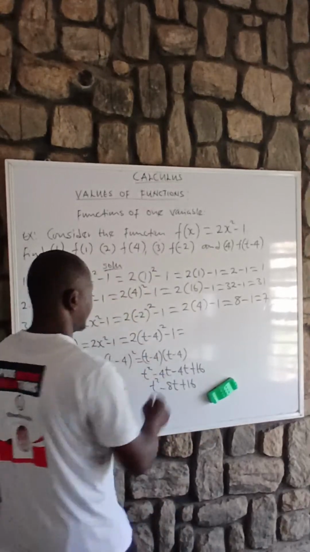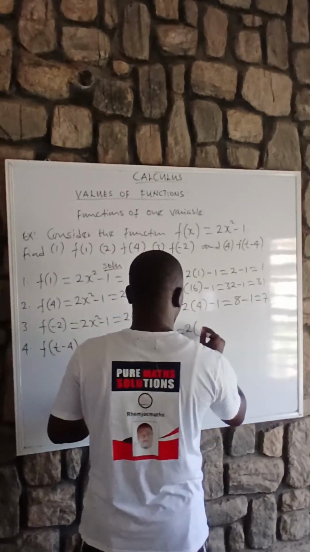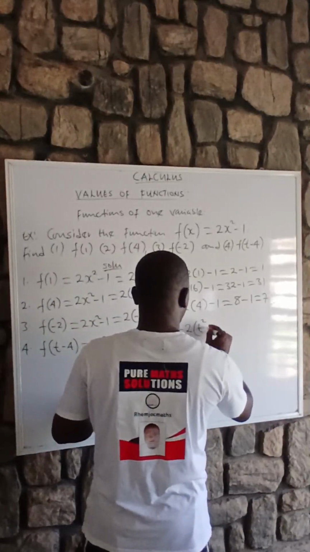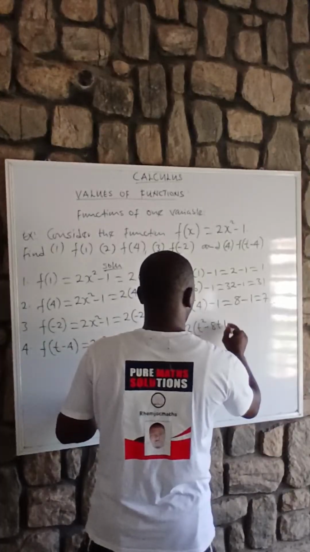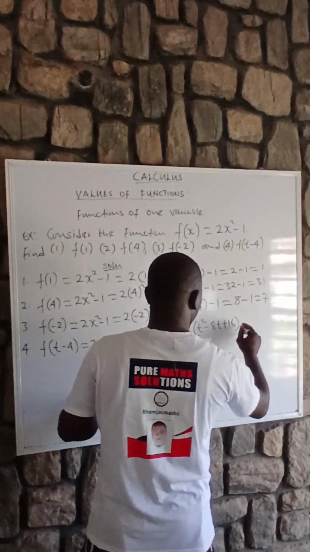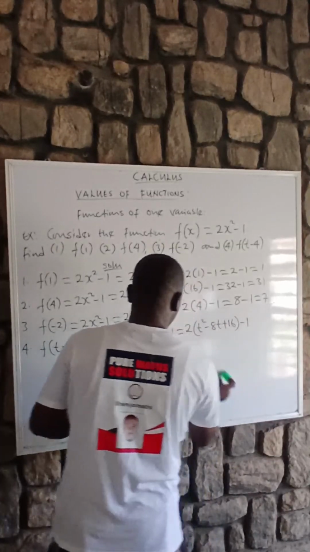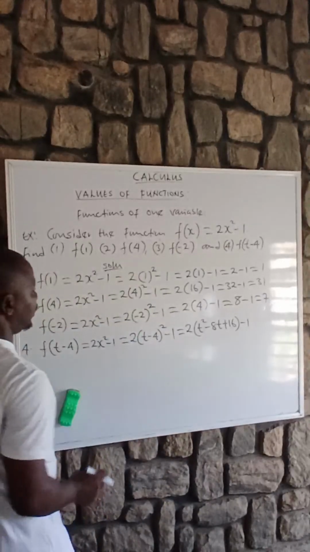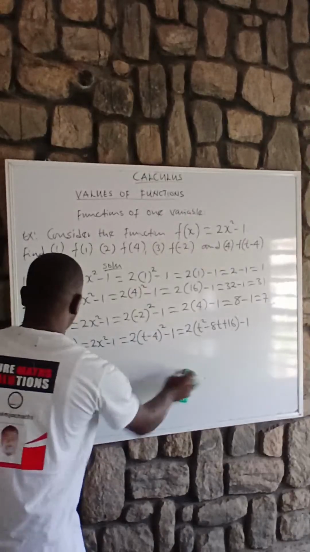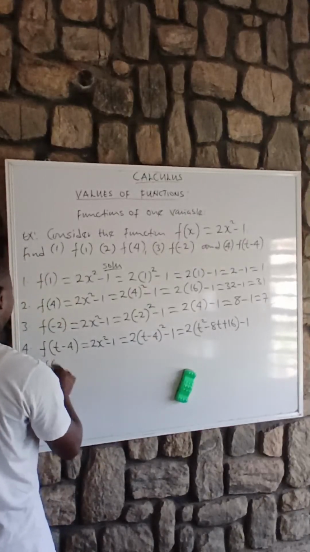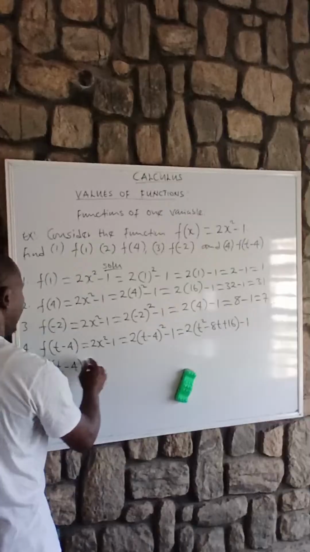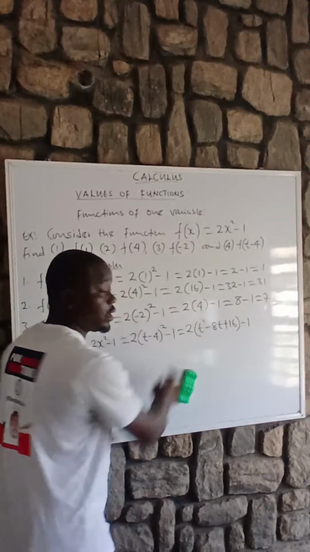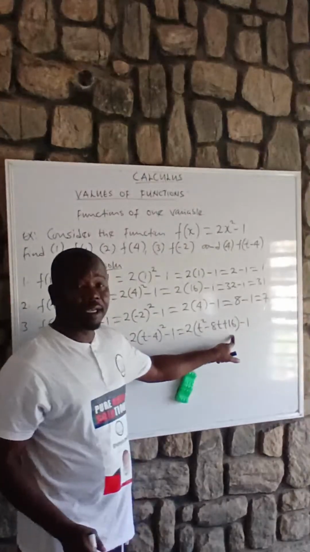This is what we are supposed to have. So 2 open bracket t squared minus 8t plus 16, then minus 1. If you can see what I'm saying, this implies that f of t minus 4 will now be equal to this. Use this 2 to multiply out this bracket.